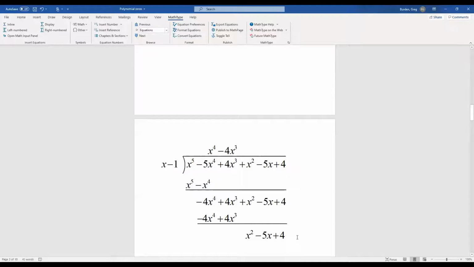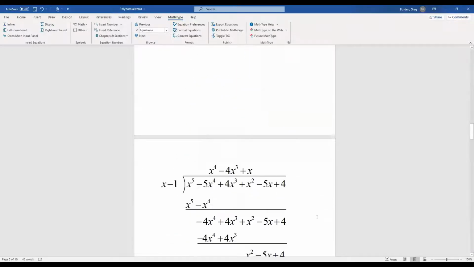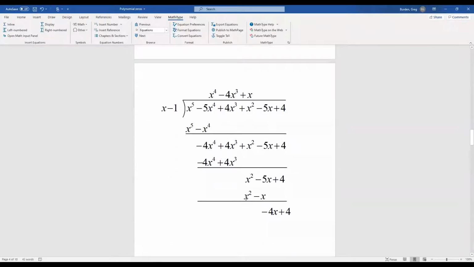You keep repeating this process until you end up with a remainder which has a degree lower than what you're dividing by. So we can keep going. So x goes into x squared. So next step, you look at the x, you look at the x squared. It's actually this x squared here, and the x squared minus 5x plus 4. So x goes into x squared x times. So I wrote plus x up here. X times x minus 1 is x squared minus x. We subtract, again, it's negative 5 minus negative 1, so that's negative 4. And then this 4 is just brought down because nothing's being subtracted from it. And so this is our remainder from that step, negative 4x plus 4.